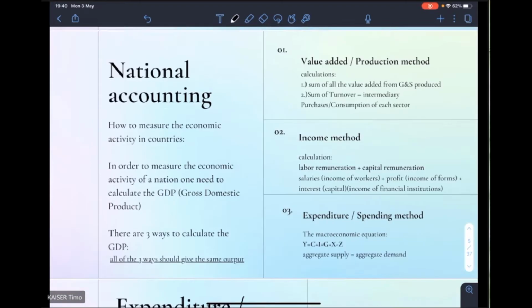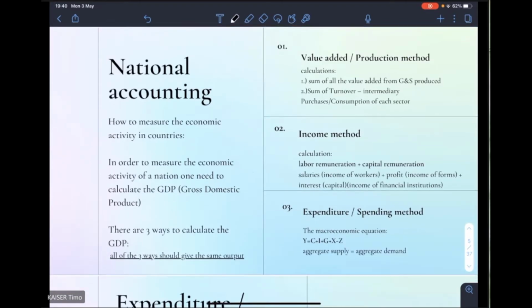Let's move on to the next slide, which brings us to a main topic from the main concepts, namely national accounting. National accounting is mostly about how to calculate GDP. For GDP calculation, we have looked at 3 main methods: firstly the value added or production method, then the income method, and the expenditure method.